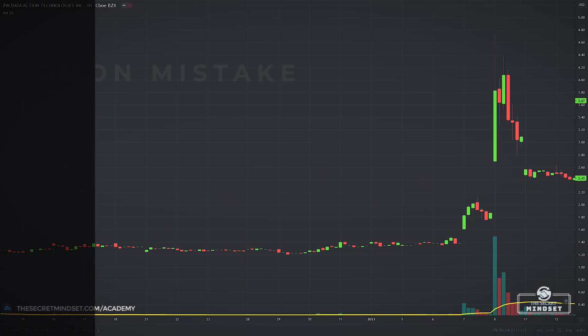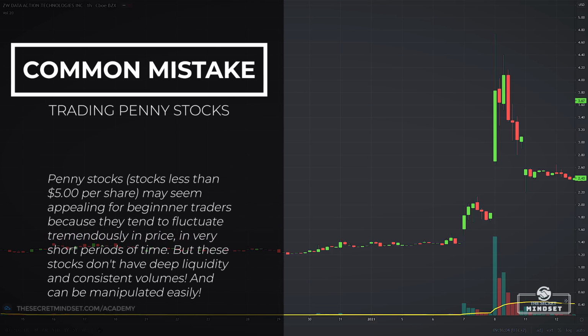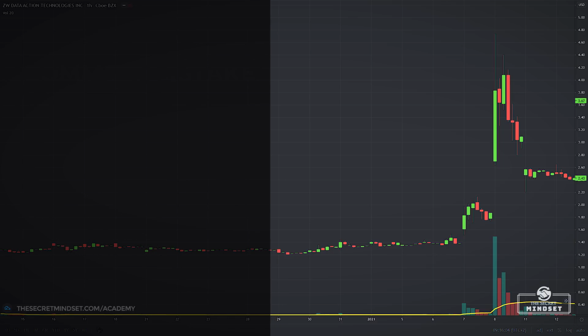One of the most consistent mistakes a significant number of beginner and inexperienced traders make is to be drawn to penny stocks. Consider penny stocks as any instrument that trades for less than $5 per share. At first glance, penny stocks may seem appealing because they tend to fluctuate tremendously in price in very short periods of time. In theory, you could generate a very high return quickly.